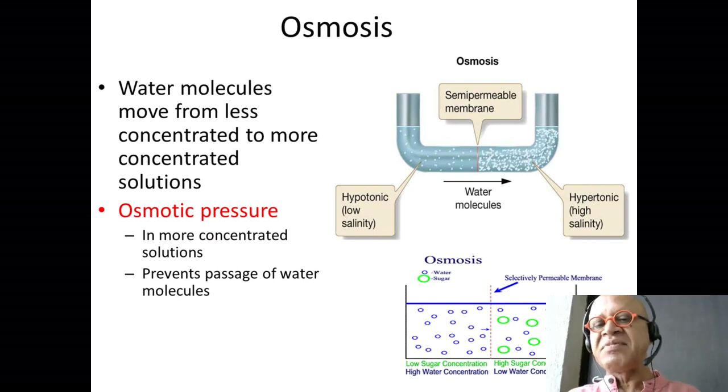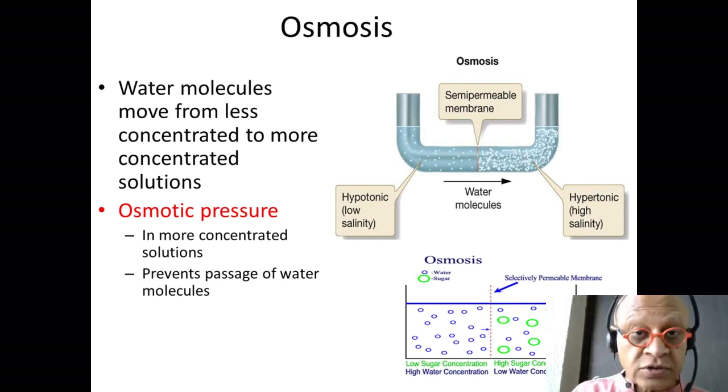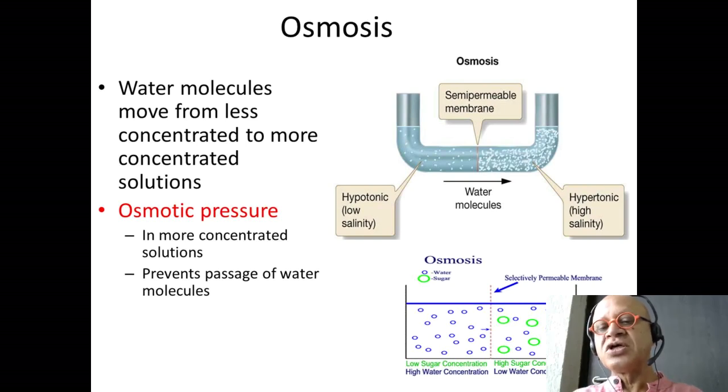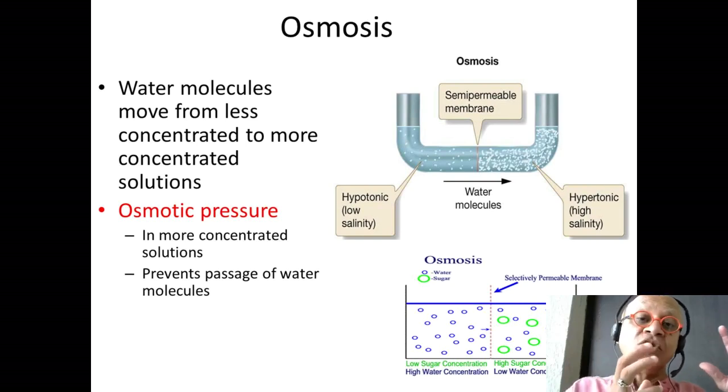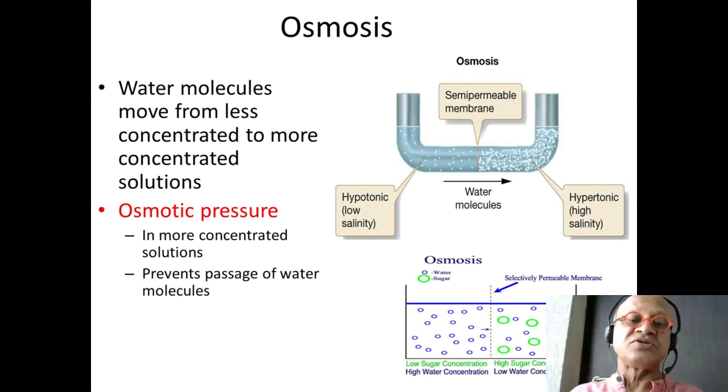Nonetheless, here is an animation that is showing different solutions. So it's showing low sugar instead of the salt, so high water concentration, and here there is high sugar, so low water concentration. So water molecules are going across this selectively permeable or semi-permeable membrane, where water molecules are being allowed to go across, but sugar molecules are not allowed to pass. Okay, so you basically move water from low concentration solution into high concentration solution. Okay, that's the osmotic pressure. That's all you have to remember.